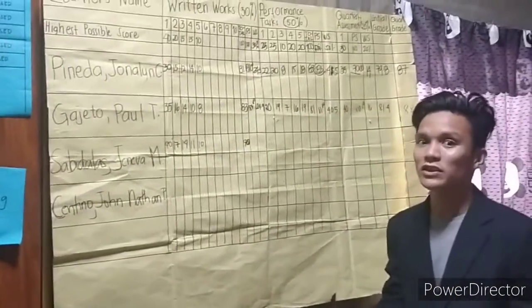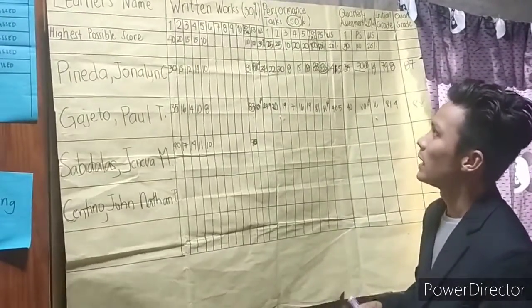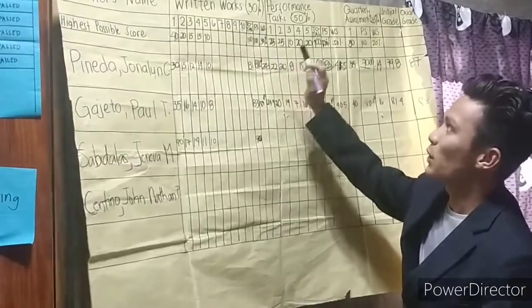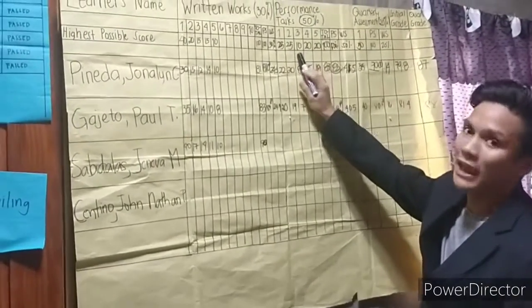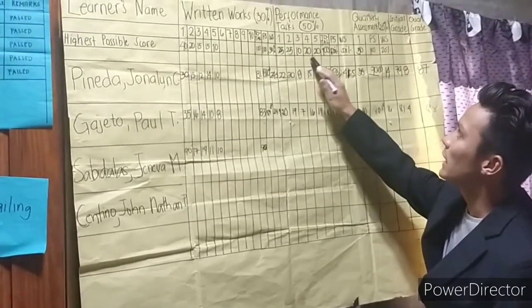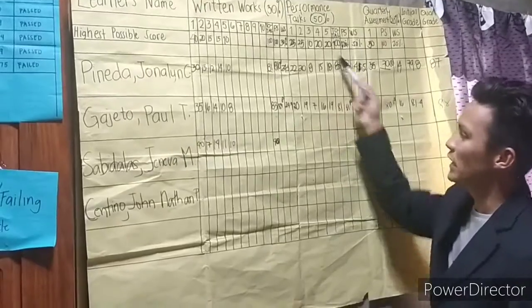So let's go on to the performance task. For the first performance task, the highest possible score is 25. The second performance task is 25. Third, 10. Fourth, 20. And fifth is 20, for a total of 100%.